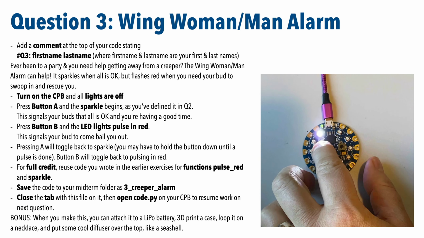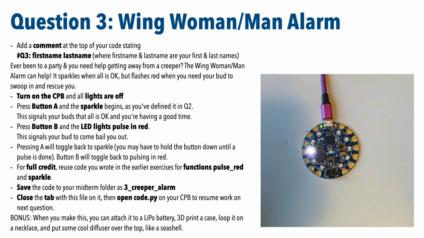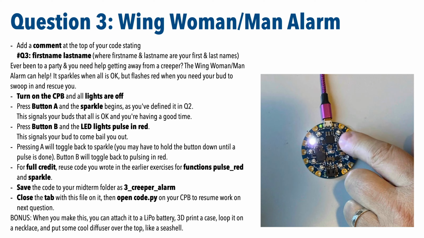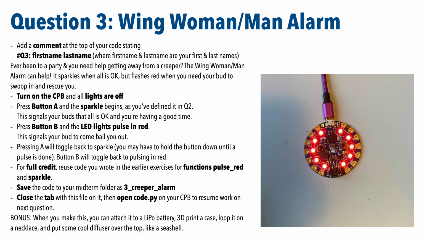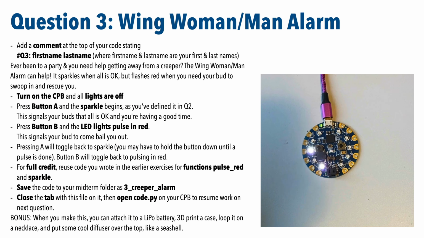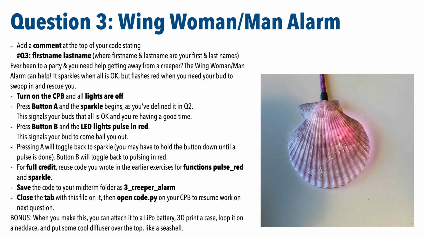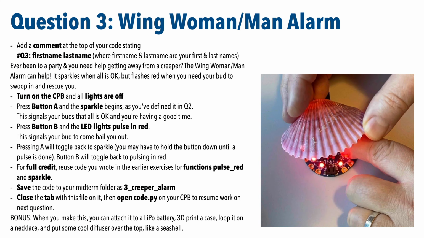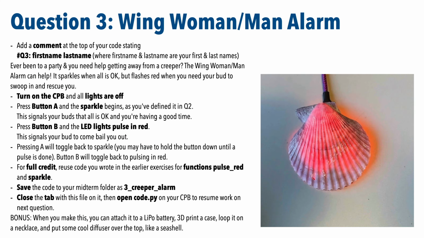And in the video I show you, you can even put something over the top to diffuse the light like a seashell. And if you wear this at a party, when everything is okay, you could have it sparkling nicely. But if you need to be bailed out, maybe there's a creeper who you just can't shake, or you need a break from an awkward conversation, you can press button B and the necklace will start to pulse in red. And if your buds see this, then that will signal them that they should swoop in and rescue you. Very useful. Here's how it works.